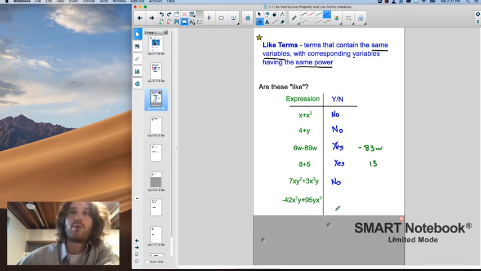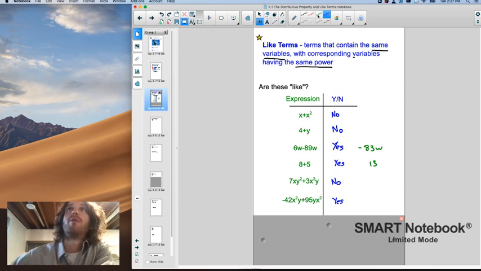Negative 42 x squared y plus 95 y x squared. Are these terms, by the way, there are only two terms here. It looks like a whole lot, but there's only two. Are these terms like terms? The answer is yes, they are, because they both have an x and a y, even though they're out of order.